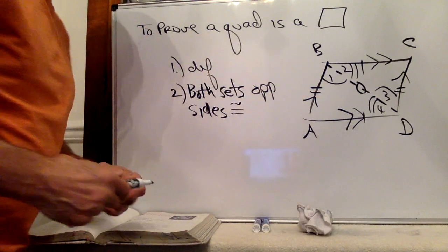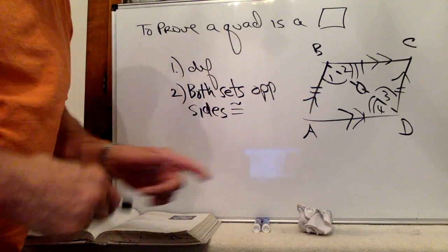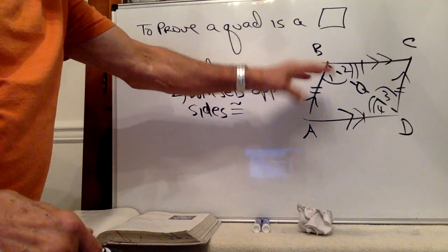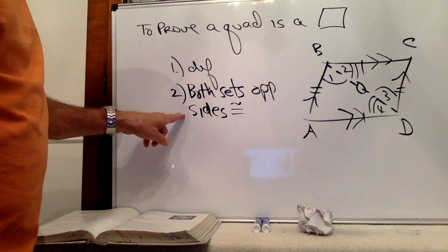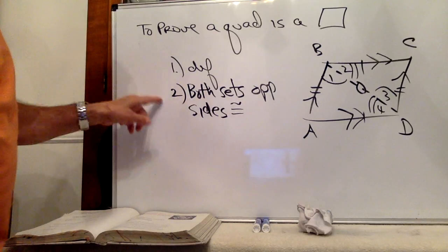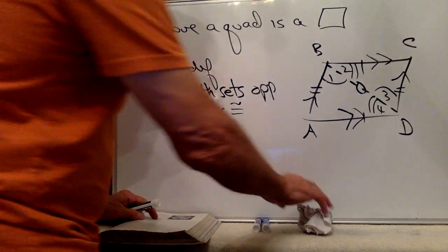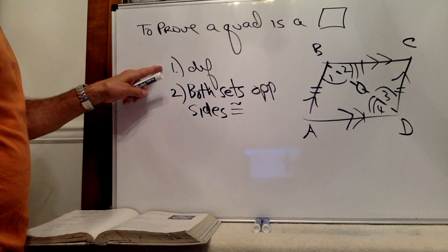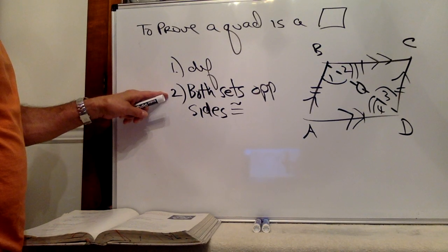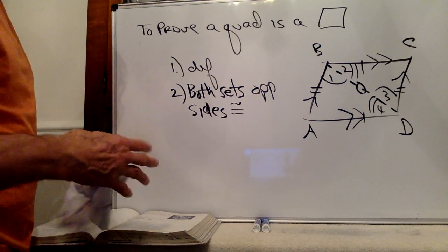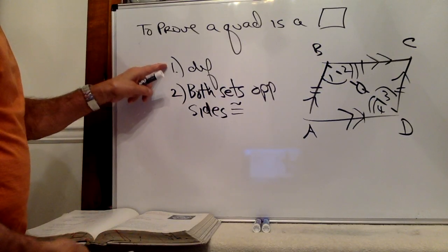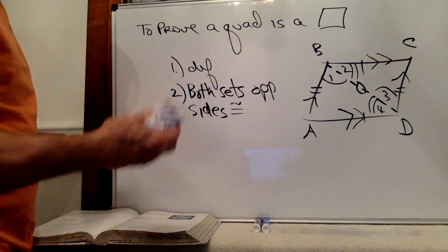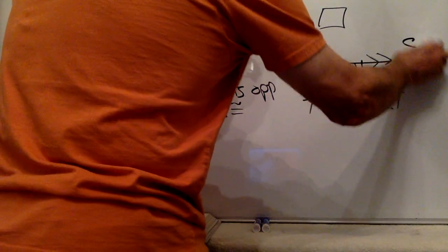So now I have a four-sided figure with both sets of opposite sides parallel. So it now fits the definition, and I am done. I've proved this works. So I now have 2 ways to prove a figure is a parallelogram: the definition, which is both sets of opposite sides parallel, or both sets of opposite sides congruent.